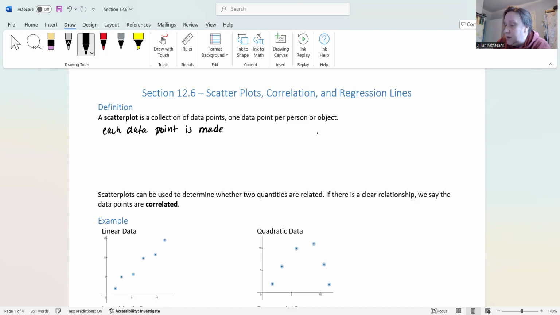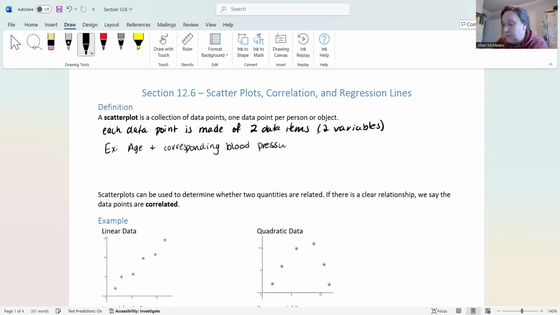So each data point is made of two data items, or think two variables. Each of these two variables makes one data point, and there's one data point per person or object in your data set. Some examples could be your age and then your corresponding blood pressure. Another one that I've seen frequently is time spent studying and a corresponding grade.